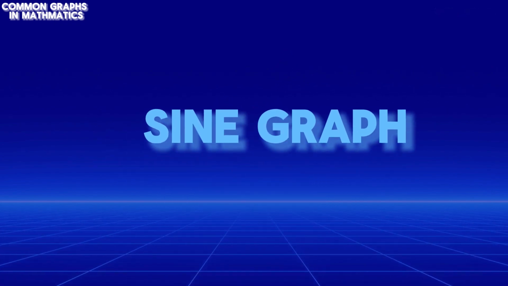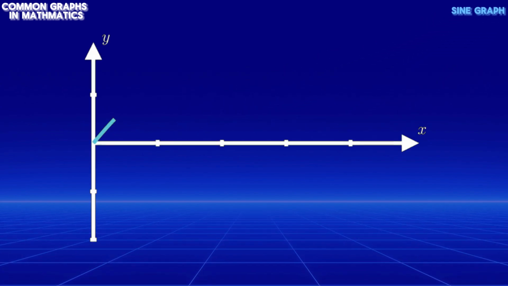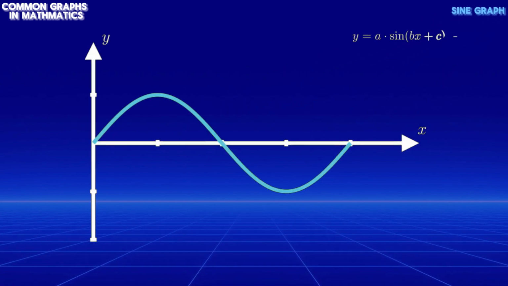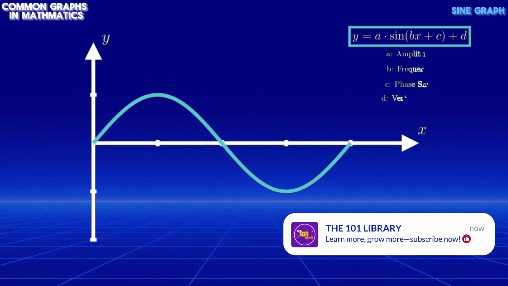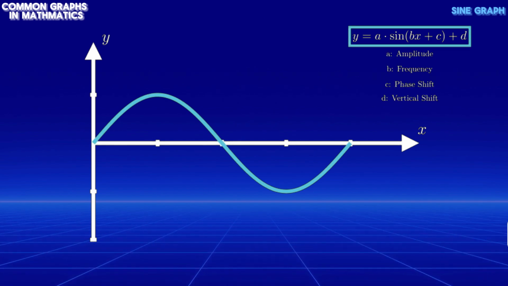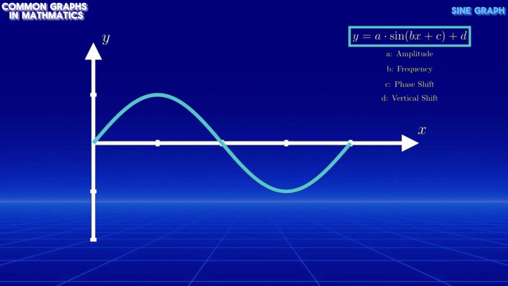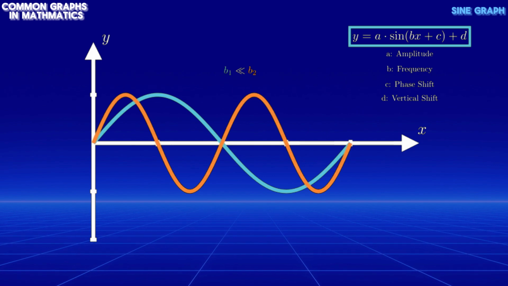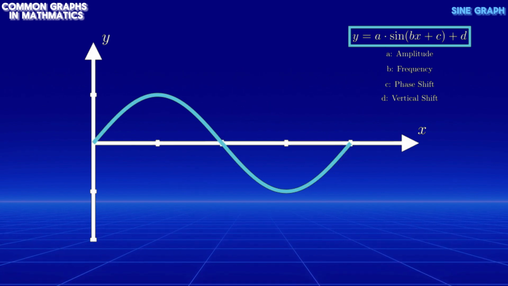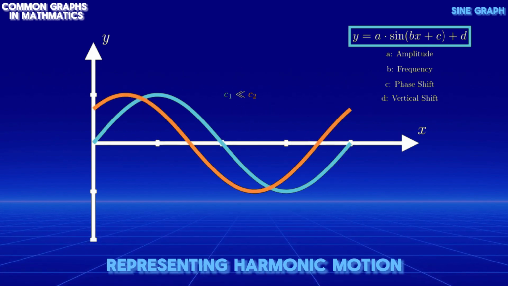Sine graphs are periodic and can be represented with the equation shown on the screen. The amplitude A, frequency B, phase shift C, and vertical shift D define the wave characteristic. These graphs are foundational in applications like representing harmonic motion.